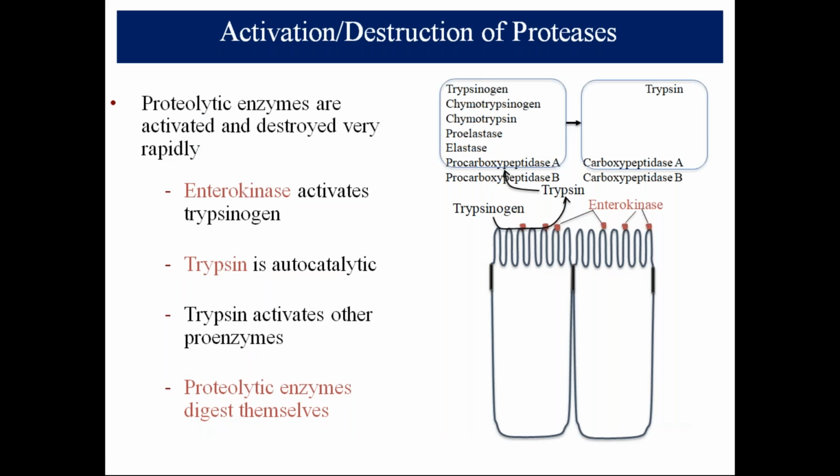And this is the activation and destruction of proteases. I've already told you why the proteolytic enzymes do not auto-digest the GI tract: because of the presence of certain inhibitors which prevent their activation within the lumen.